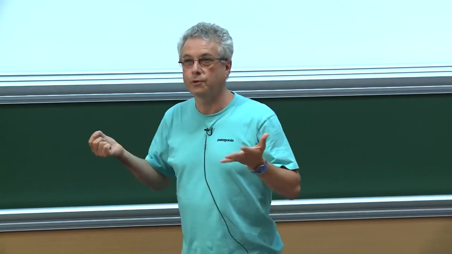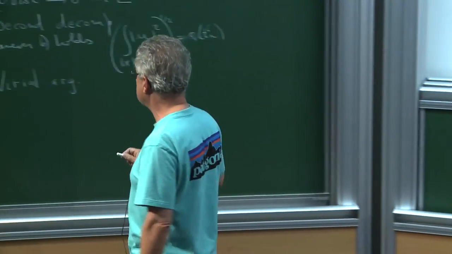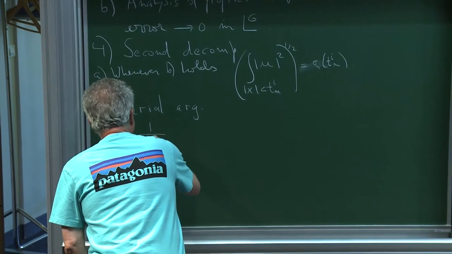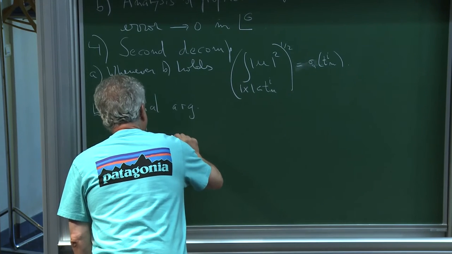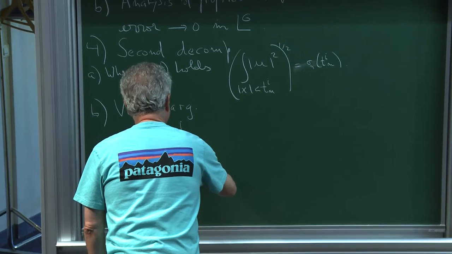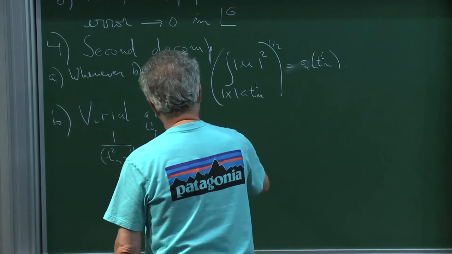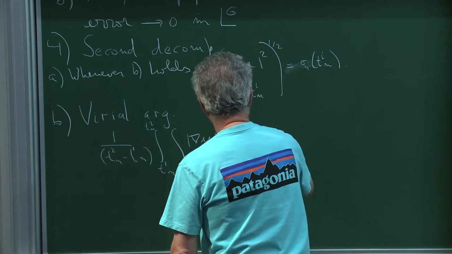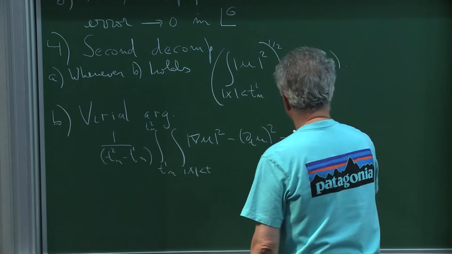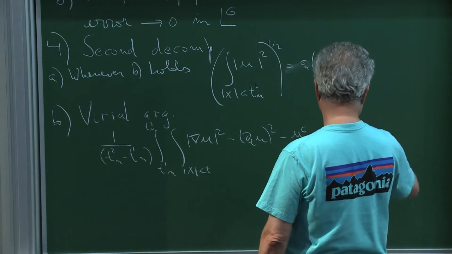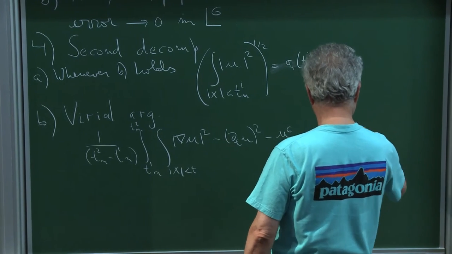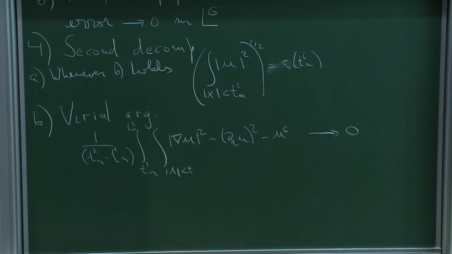And what is the conclusion of that? The conclusion is that 1 over t_2n minus t_1n, the integral between t_1n and t_2n, integral over |x| less than t of |grad u| squared minus |d_t u| squared minus u to the 6, oops, tends to 0. Okay, so we're almost there.